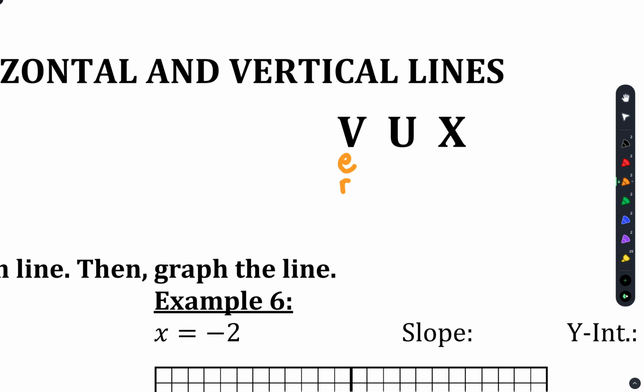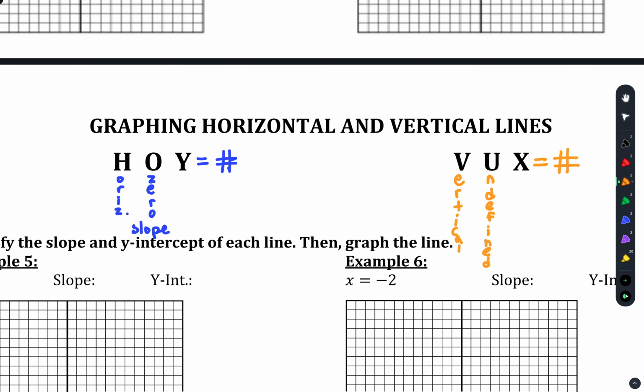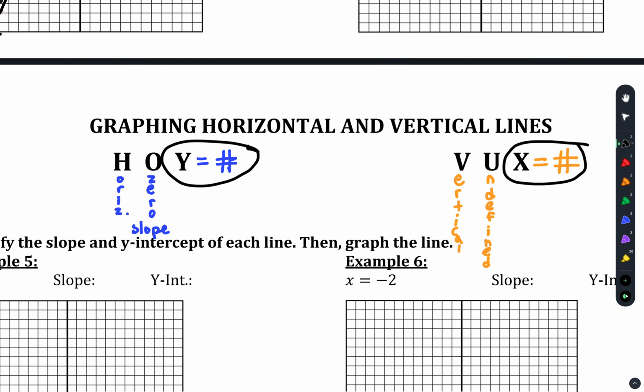V stands for vertical. Our slope is undefined. And then the x, guess what? That means that my equation for a vertical line will look like x equals some number. X equals 7 would be the equation of a vertical line. Okay? These are the two things I'm focusing on right now: for a vertical line, I'm looking at x equals. For a horizontal line, I'm looking at y equals. Okay?